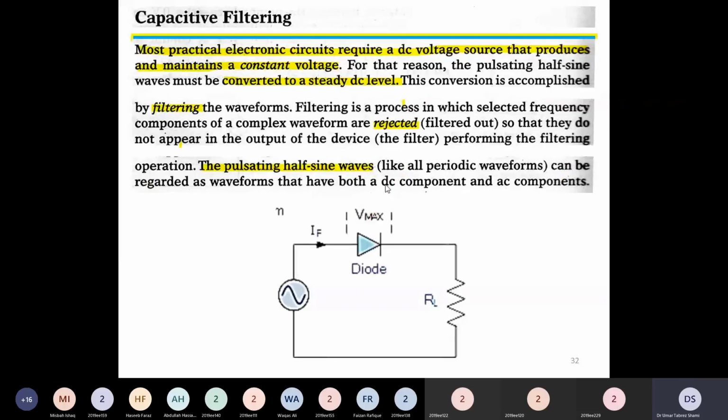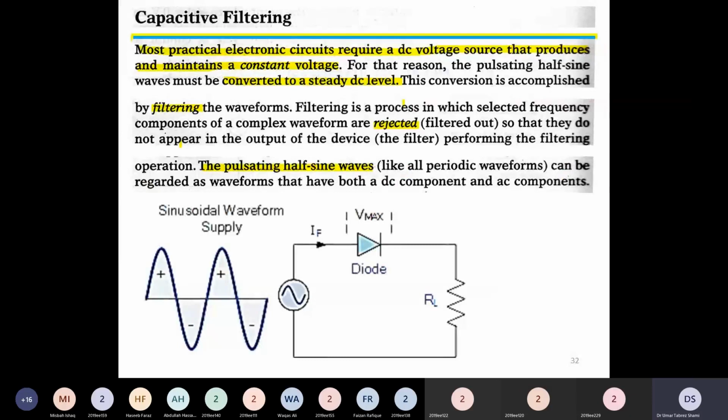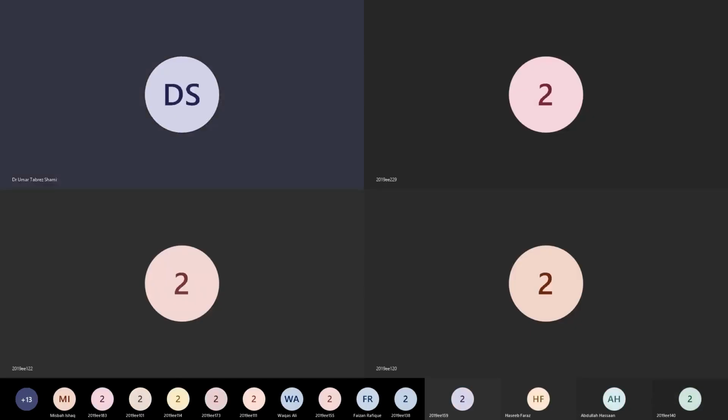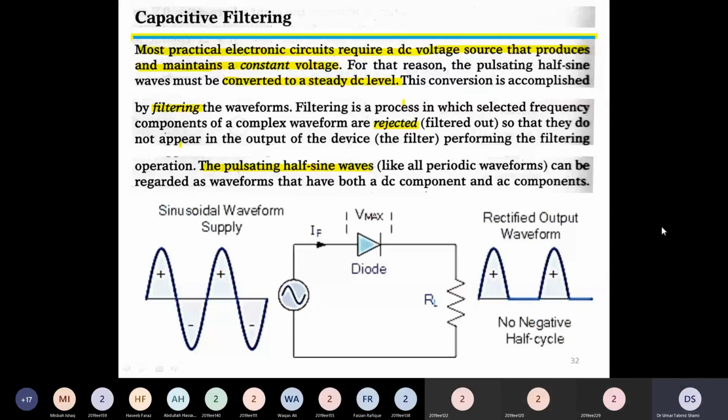So let us take one half wave rectifier. We have a sine input, then we have a diode and a resistor. The input will be our regular sinusoidal waveform. It will have one normal positive half and one normal negative half. And when this waveform is provided to the diode, the diode will simply rectify the positive half.